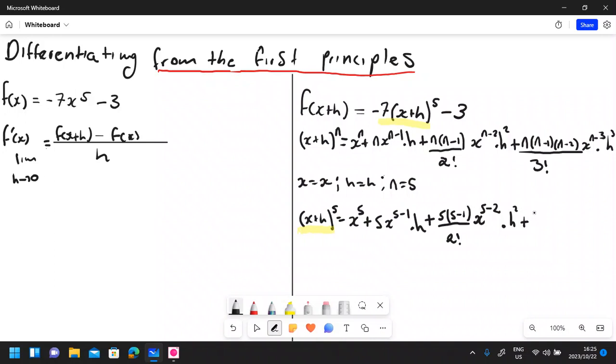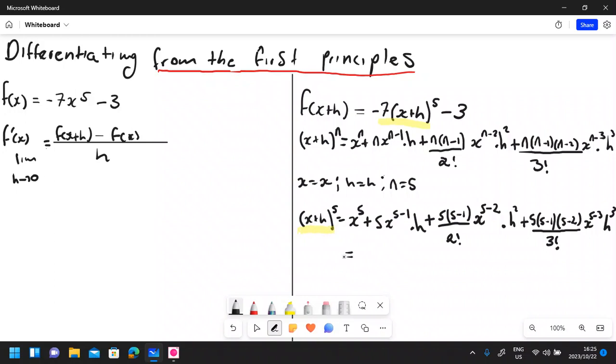So n is going to be 5, right? That is 5. And then the first bracket here is going to be 5 minus 1, and then the second bracket is going to be 5 minus 2, and then the factorial is going to be 3 factorial. Do not forget, guys, to write the factorial. And then here we have x to the power of n minus 3, so this is going to be x to the power of 5 minus 3, and then we have h to the power of 3, because h is just h there. So this is how it's supposed to look like when we do this one.